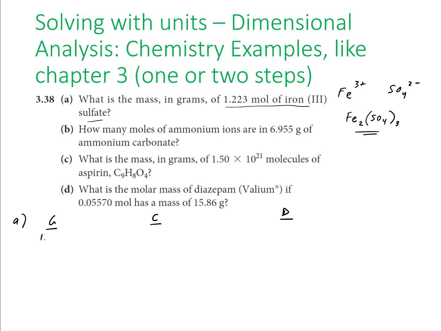So I have 1.223 moles of Fe2(SO4)3, and my desired is grams of Fe2(SO4)3. So my molar mass is going to be the conversion factor. So anytime you get a molar mass, you go 1 mole of the substance, which is this, equals, I'm going to leave it blank for now, grams.